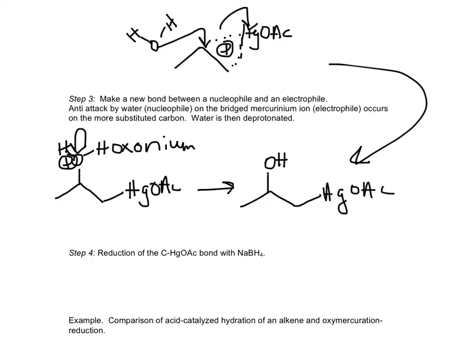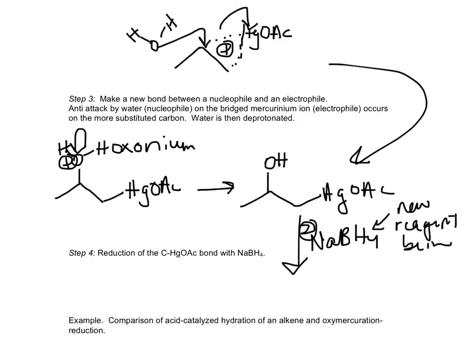And then reduce. So we would add this in a second step. Everything that happened prior was a single step where you have the mercury acetate in water in solution. Then you would stop the reaction or let the reaction come to completion and then work it up with the sodium borohydride. So this is a new reagent being added. And here we get our single alcohol product.